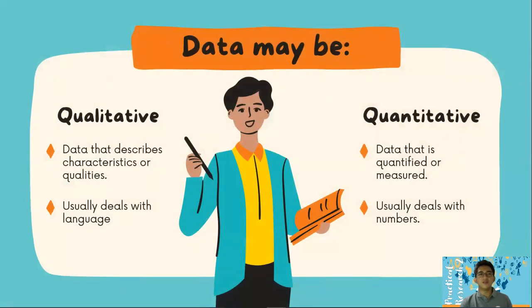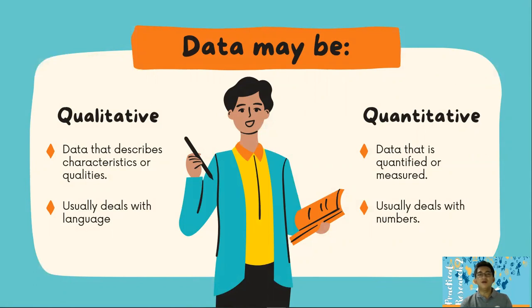Let's remember that data may be qualitative or quantitative. In practical research 2, we are going to focus only on the quantitative data. Let's look back again at the difference between the qualitative and the quantitative data. Qualitative data describes characteristics or qualities, and it usually deals with language.